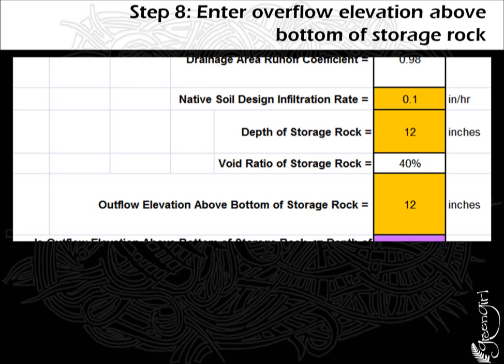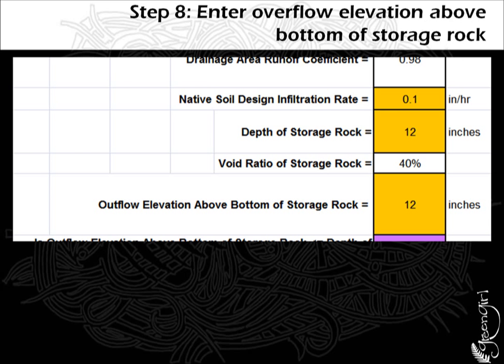So I'm going to just say for simplicity that we don't right now have an overflow structure. That means that the outflow elevation above the bottom of the storage rock is equal to the depth of the storage rock. It's 12 inches. So that's where we might be storing water. And in this arrangement, water has access to the entire 12 inches.